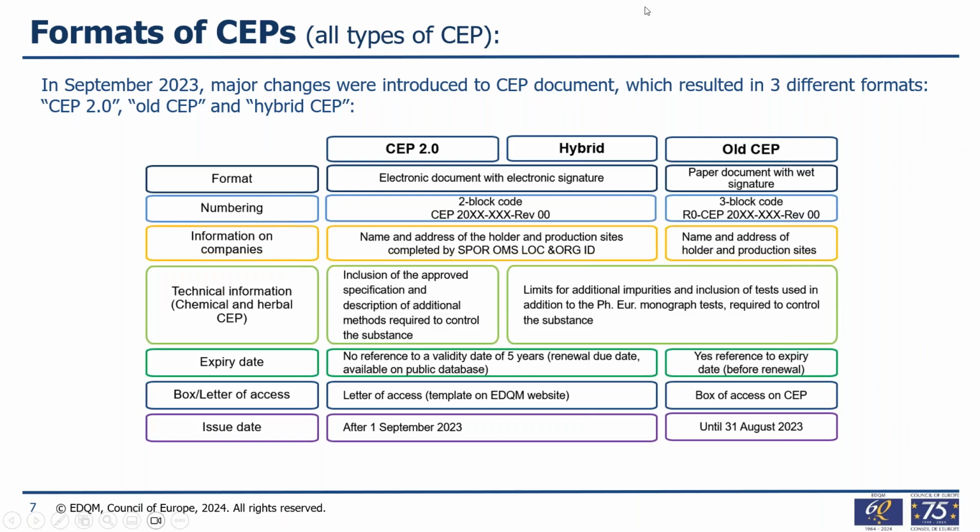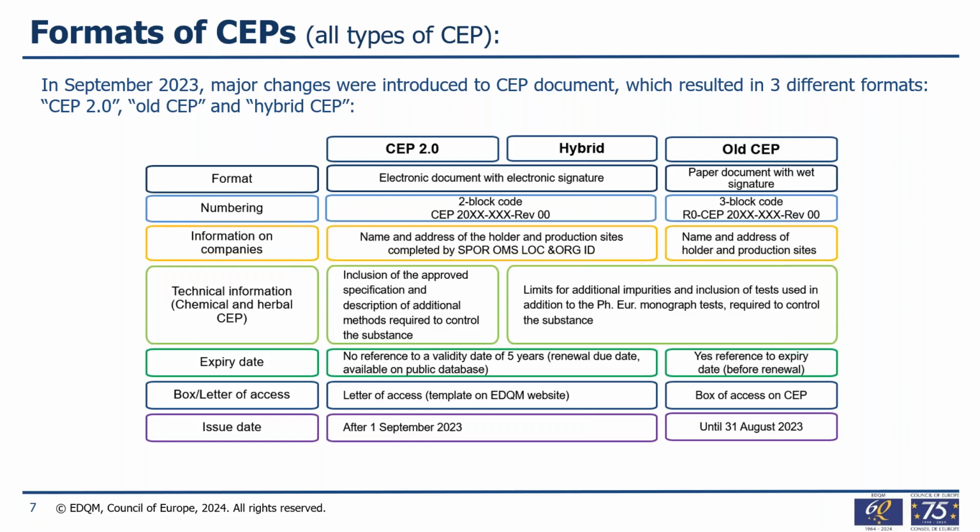For example, CEP 2.0 and hybrid CEP are electronic documents with electronic signature, whereas the old CEP was a paper document with a wet signature. The numbering also changed. There is now the reference to the renewable procedure. We kept the renewable procedure in CEP for CEP applications. However, it does not result in a new renewed CEP if the content of the CEP didn't change.